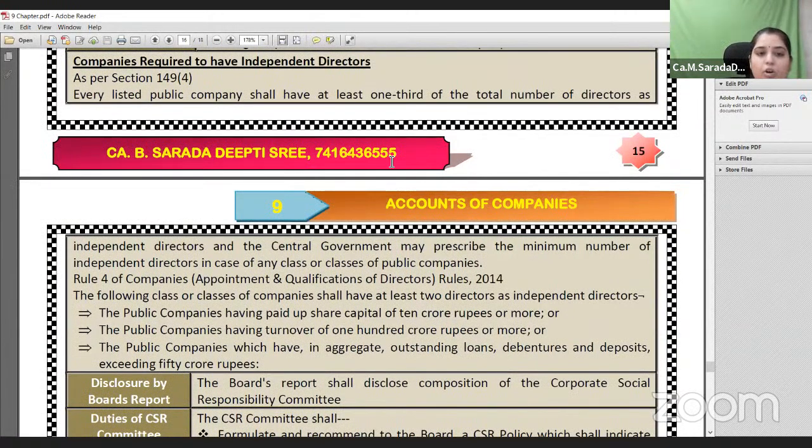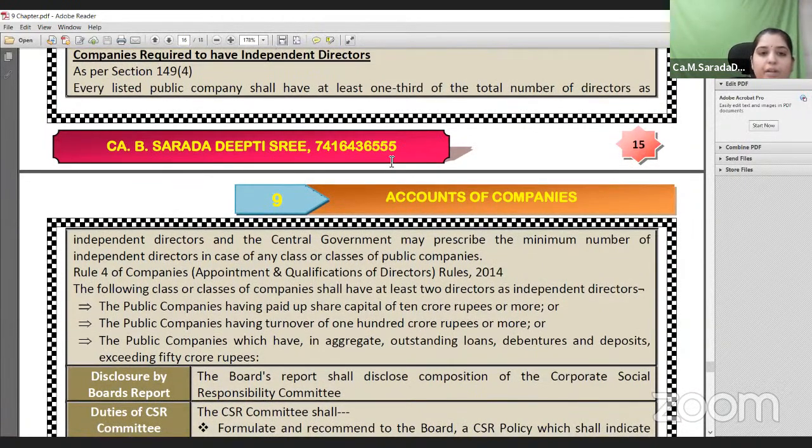Independent directors are those whom the central government prescribes; there should be mandatory independent directors for certain classes of companies whose paid up share capital is 10 crores or more, turnover is 100 crores or more, and having outstanding loans, debentures and deposits of 50 crores or more. In such cases, every listed company should have at least 1/3 of the number of directors as independent directors. This is another very important point under section 149(4) of the Companies Act. In case of a listed public company, once again I'm telling, out of the total number of directors, 1/3 should be independent directors.